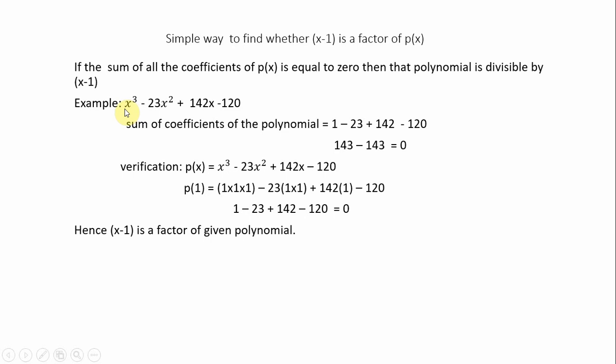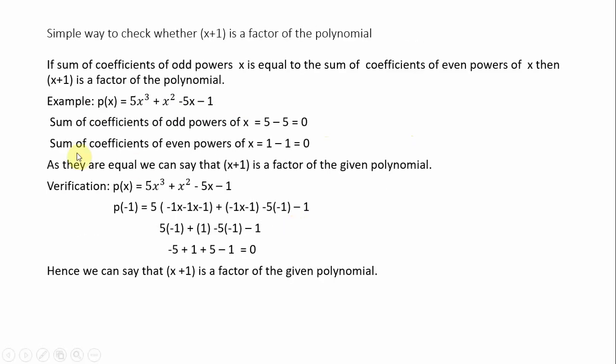How can you say that it is divisible? Check all the numerical coefficients and find the sum of all the coefficients. If you find the sum of the coefficients as 0, then x minus 1 is a factor of it. Similarly, x plus 1 also you can find out, but in a separate way. If the sum of coefficients of odd powers of x is equal to the sum of coefficients of even powers of x, then x plus 1 is a factor of it.